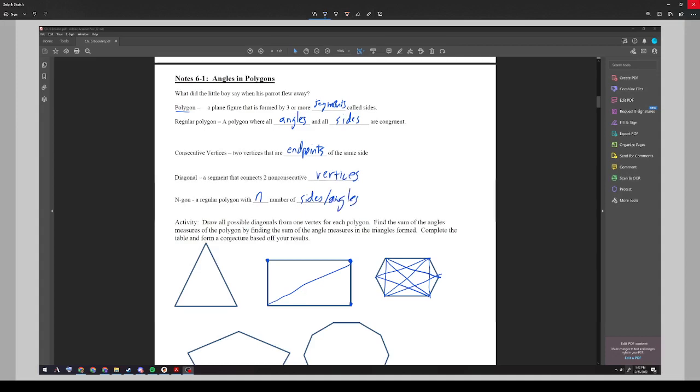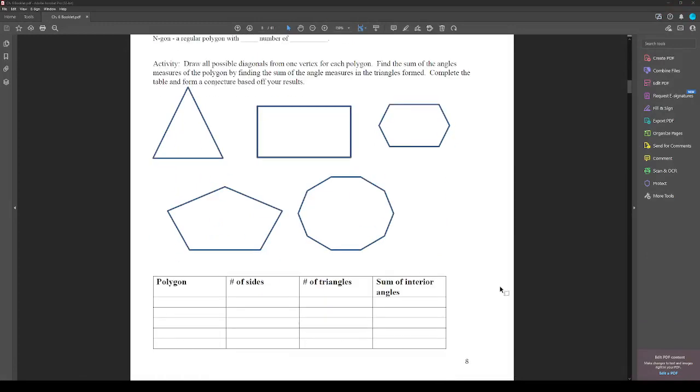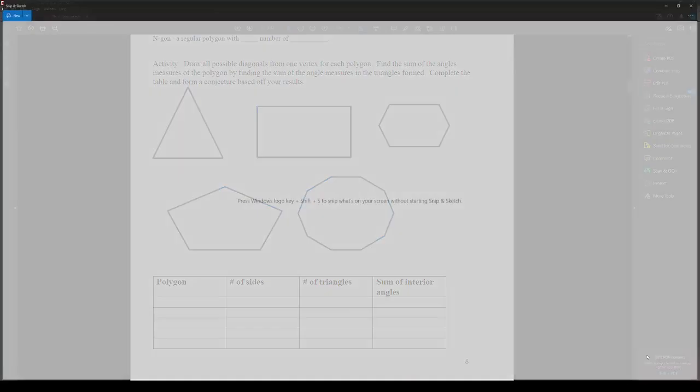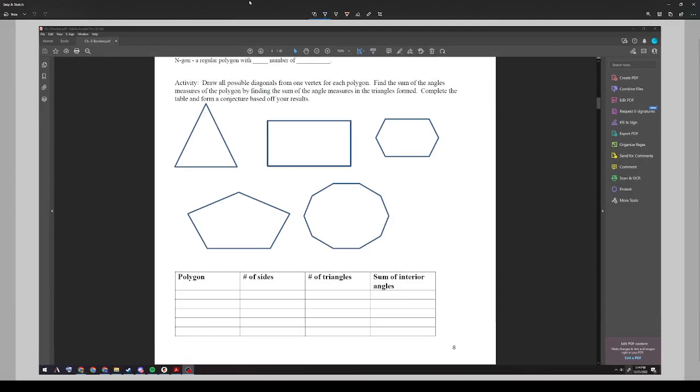Okay, so now we want to do this activity here where we're going to draw all of the possible diagonals from one vertex. So basically, if I start from here, there's only one diagonal I can draw because these two vertices are consecutive with this one. So there's only one non-consecutive vertex, and I would draw that diagonal. Triangle, there's no way because all vertices are consecutive to each other.